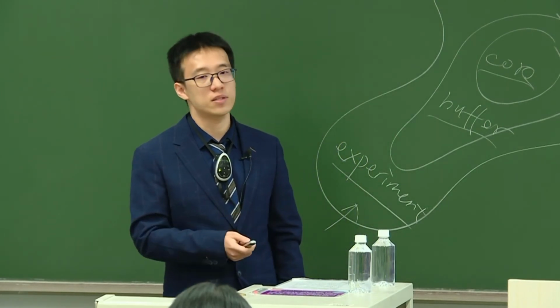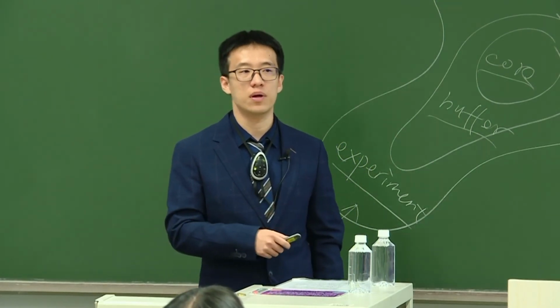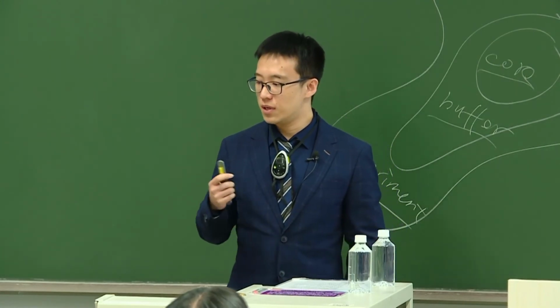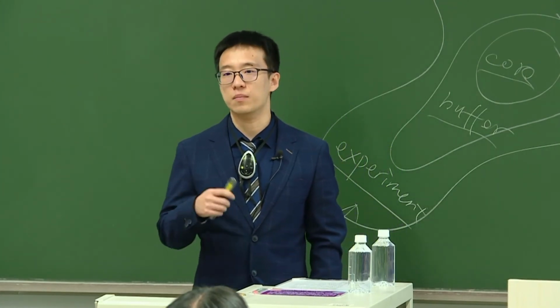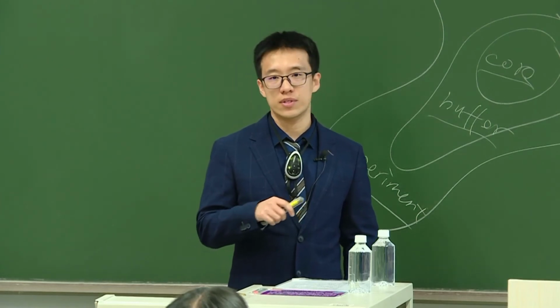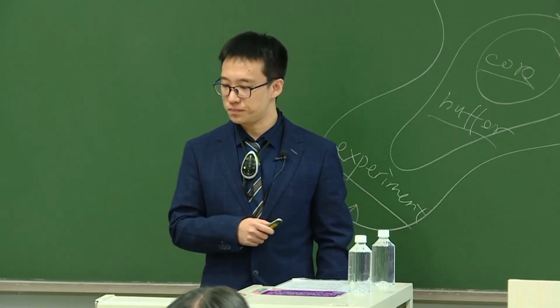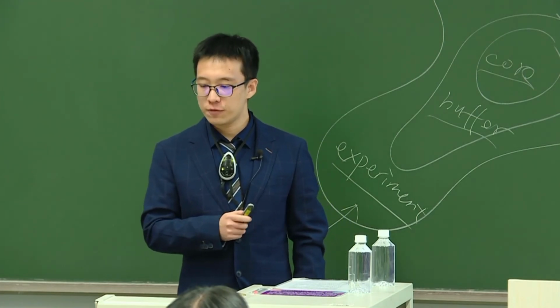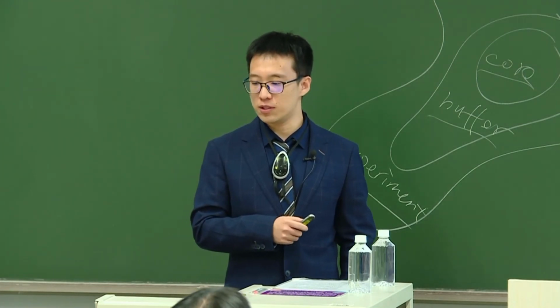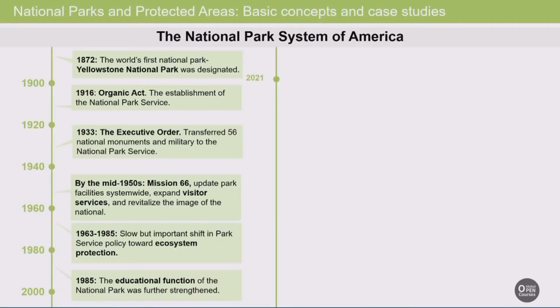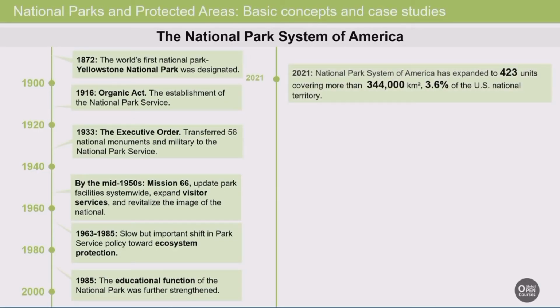As I have mentioned before, the landscapes in Europe have been impacted by people for thousands of years. But in the United States, the landscapes mainly remain in a pristine condition, although the Indian people have lived there for thousands of years. And for each country, we could draw a timeline to describe the important keys, the cornerstones of their national park system.